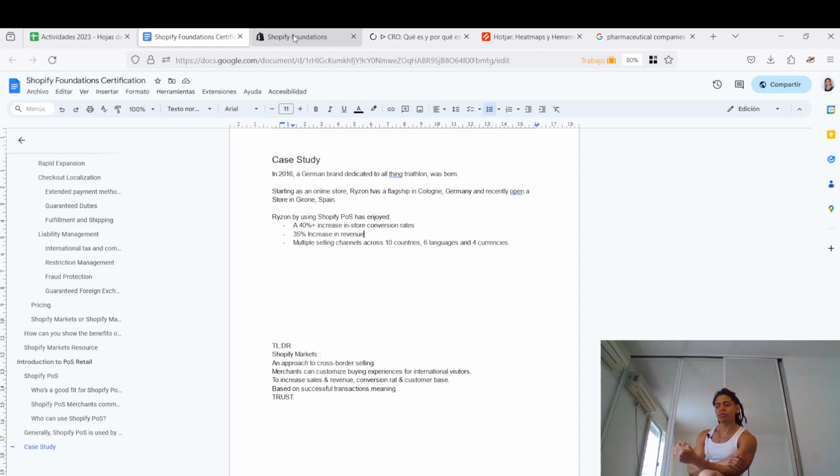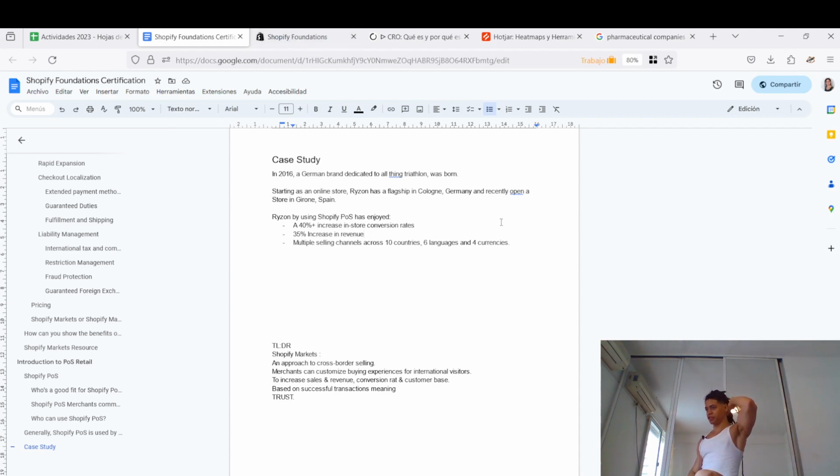So was born. They have their flagship store in Cologne, Germany, and recently they opened a new store in Girona, Spain. They have enjoyed, by using Shopify POS, an increase of 40% plus in-store conversion rates, a 30% increase in revenue, and multiple selling channels across 10 countries, 4 currencies, and 6 languages.